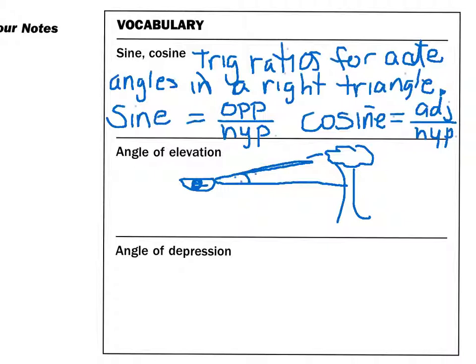The angle of depression, when you are looking down at an object, let's draw a piece of paper on the floor. If you're looking down at that paper, then the angle your line of sight makes with a horizontal line is called the angle of depression. Okay.